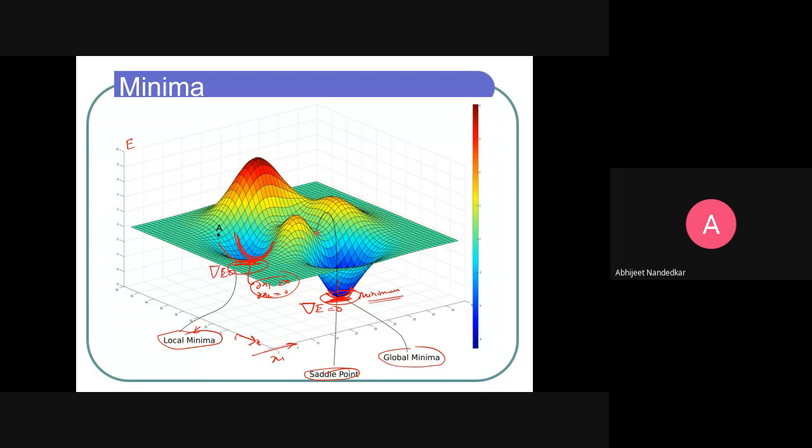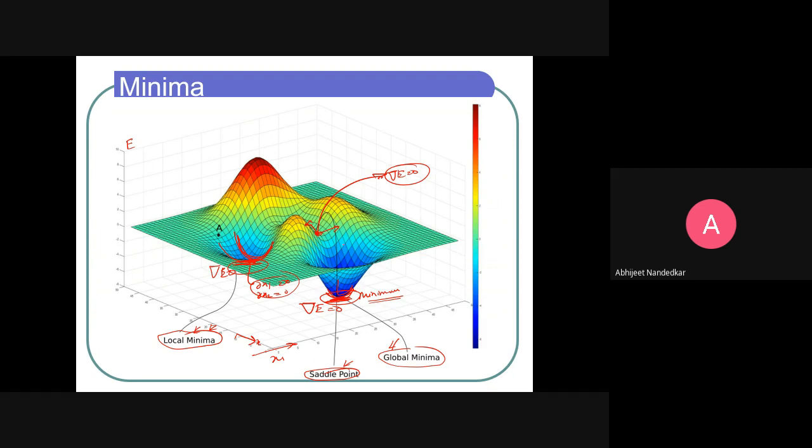Now there is one more point where again gradients are 0, but this is not a minima. Even though the gradients at this point are 0 along the x1 direction and x2 direction, it's not a minima. It is called a saddle point, which has gradient 0 but is not a minima. So you can get stuck at these points when you are dealing with a dynamical system.